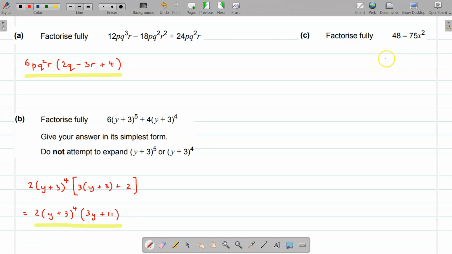Third one is, well, again, you've got to spot things here. A common factor, first of all, of both terms is actually 3. So the very first thing is to write it as 3 lots of 16 minus 25x squared. And you should notice the difference of 2 squares in that bracket, because 16 and 25x squared are both square numbers, okay, and there's a minus sign between them. So it's 3 times 4 minus 5x times 4 plus 5x.